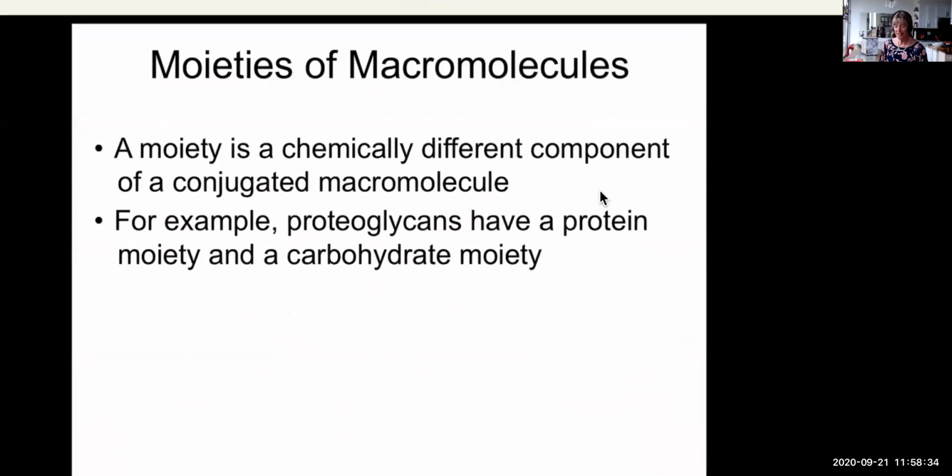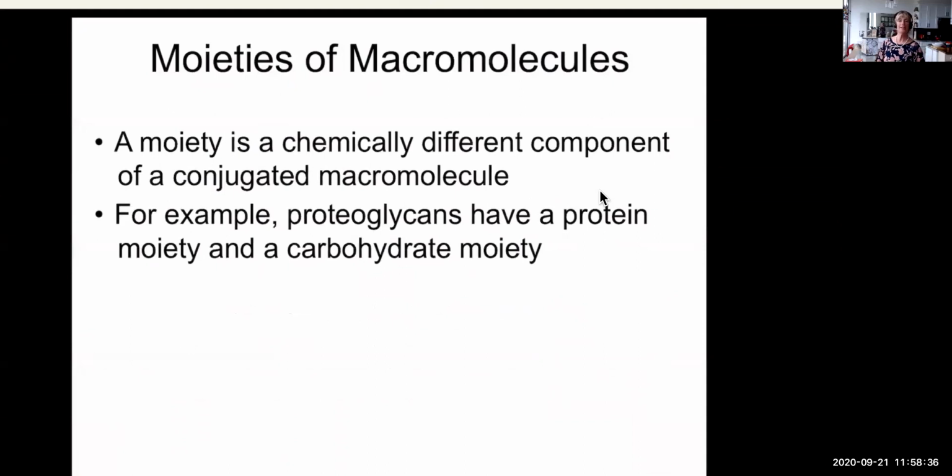So when there are different molecules in a macromolecule, they're called moieties. Moieties of macromolecules. It's a chemically different component of a conjugated macromolecule. Proteoglycans, for example, have the protein moiety and the carbohydrate moiety.